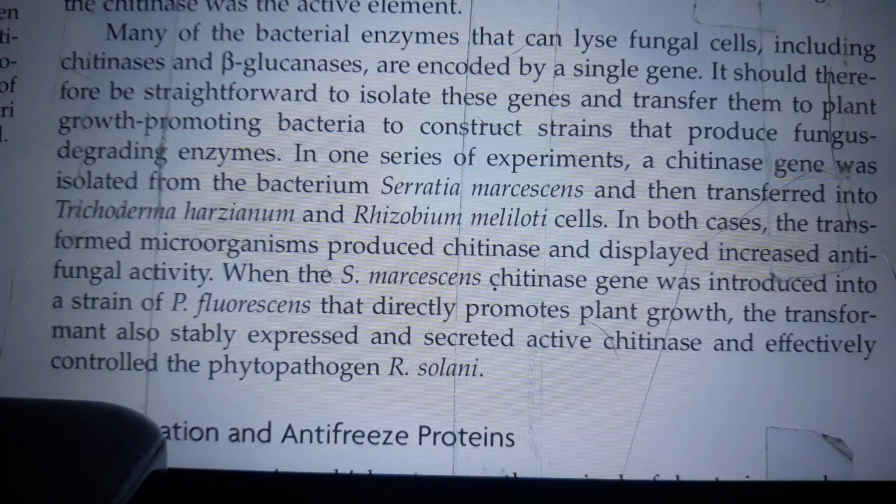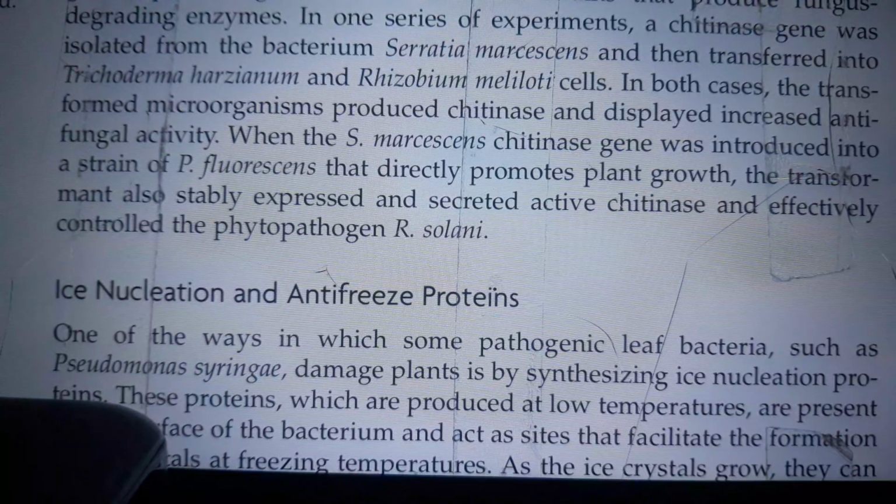It should therefore be straightforward to isolate these genes and transfer them to plant growth-promoting bacteria to construct strains that produce fungus-degrading enzymes. In one series of experiments, a chitinase gene was isolated from the bacterium Serratia marcescens and then transferred into Trichoderma harzianum and Rhizobium meliloti cells. In both cases, the transformed microorganisms produced chitinase and displayed increased antifungal activity.